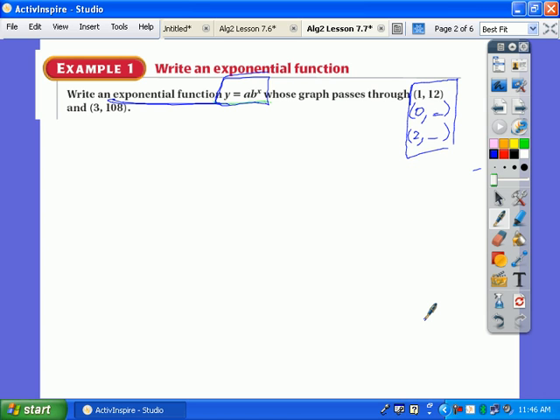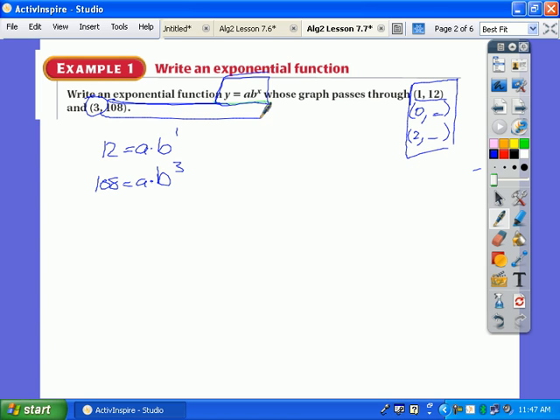And so we're going to plug these values in. So we plug in 1, comma, 12 into our format. So 12 equals a times b to the first power, which, b to the first power, we don't really even have to write that. Okay. And we're going to substitute in the other point. So here's our other information. So 108 equals a times b cubed. Why is it b cubed? Well, the x value here is 3, and so we plug that in for the x value there, right?